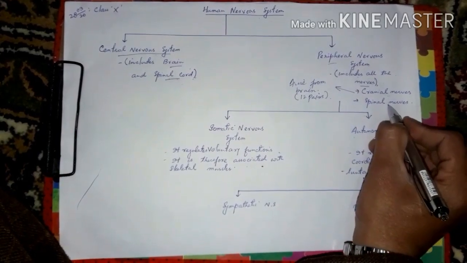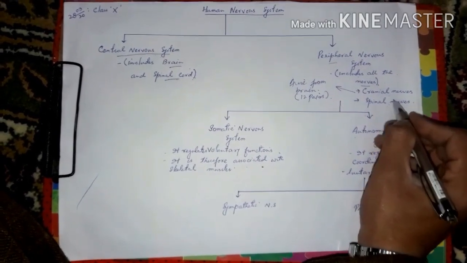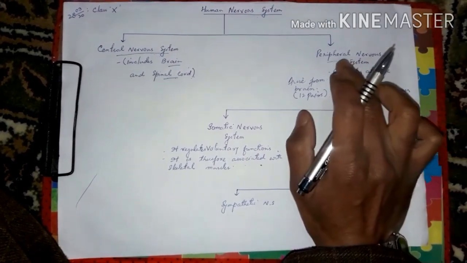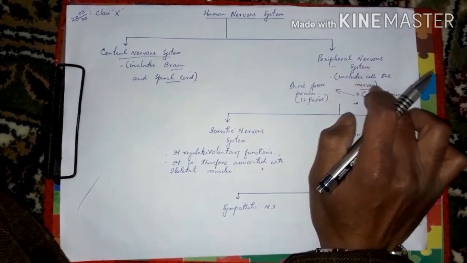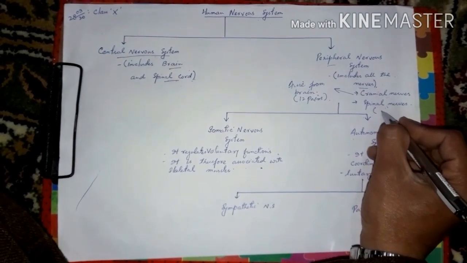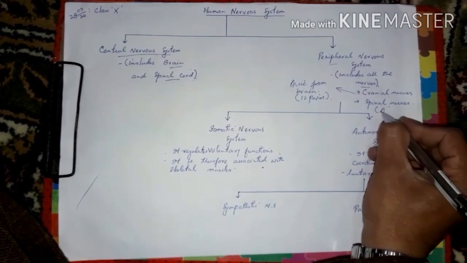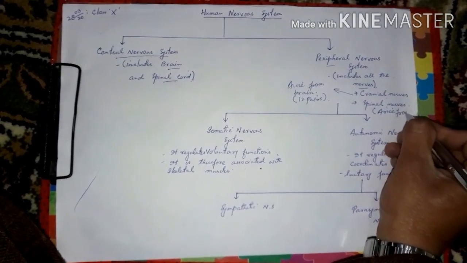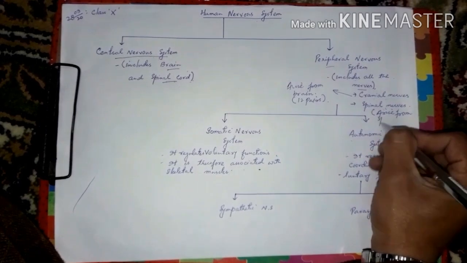And another is the spinal nerves. Spinal nerves also come in the category of the peripheral nerves, because I have already told you that the peripheral nervous system includes all the nerves. So what are spinal nerves now? They are the nerves which arise from the spinal cord.